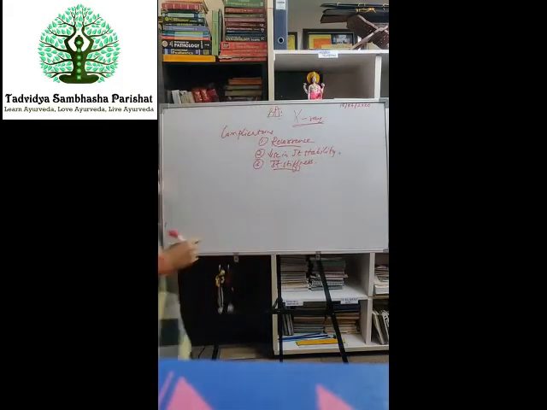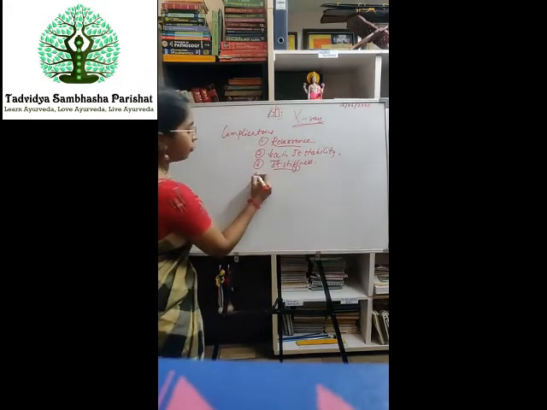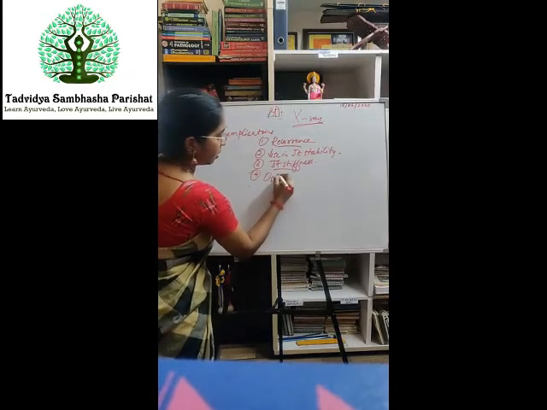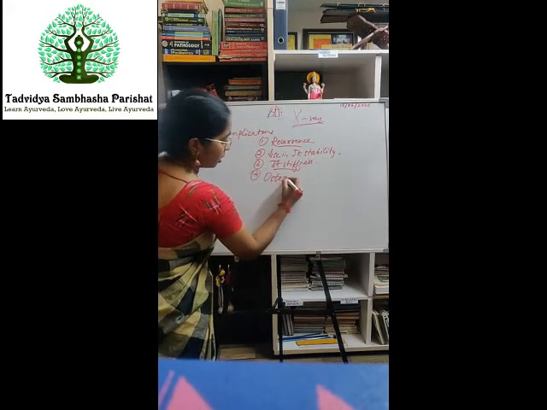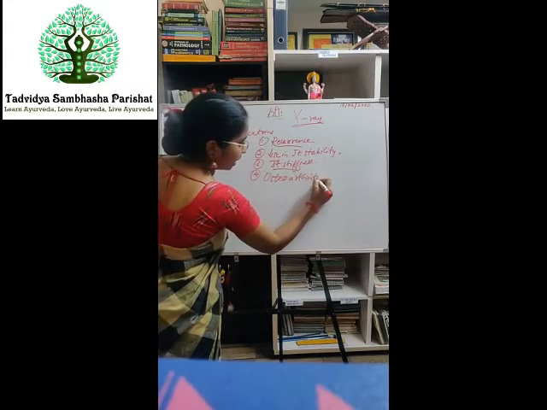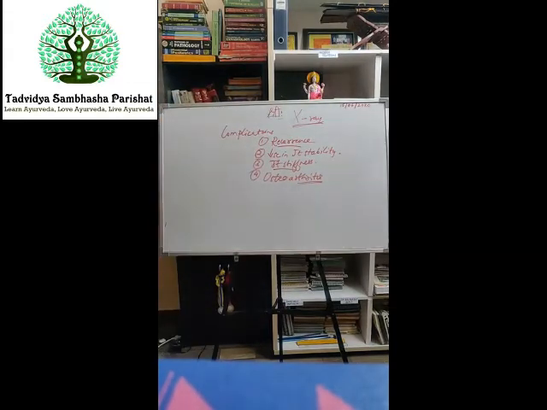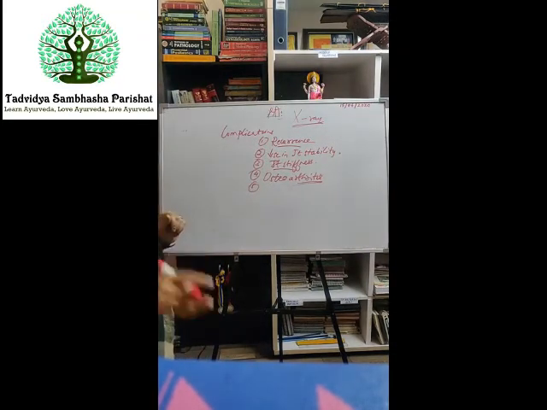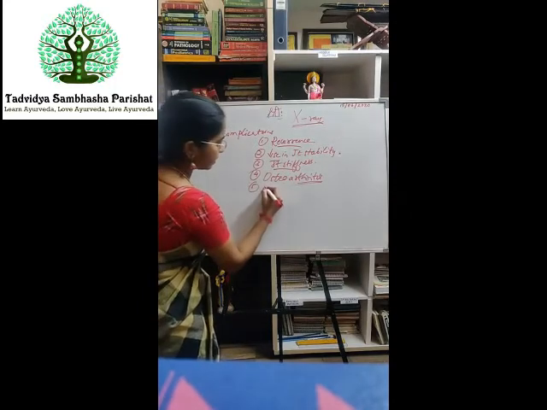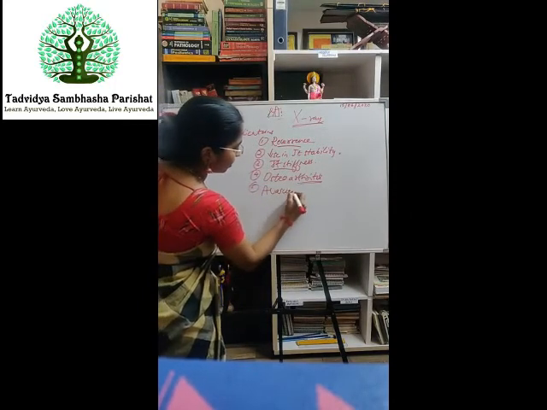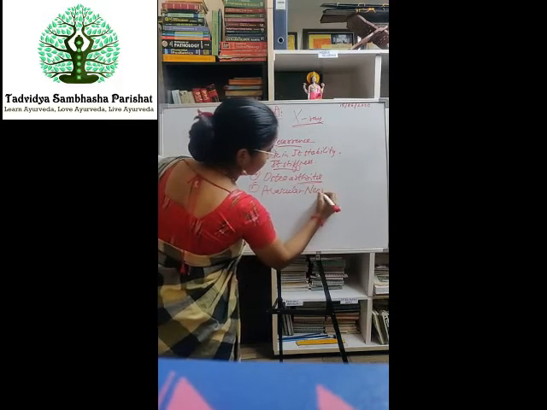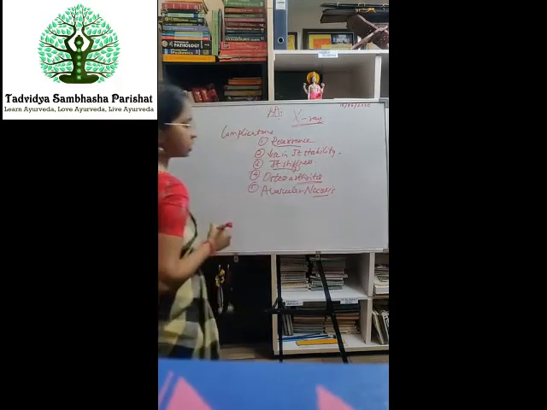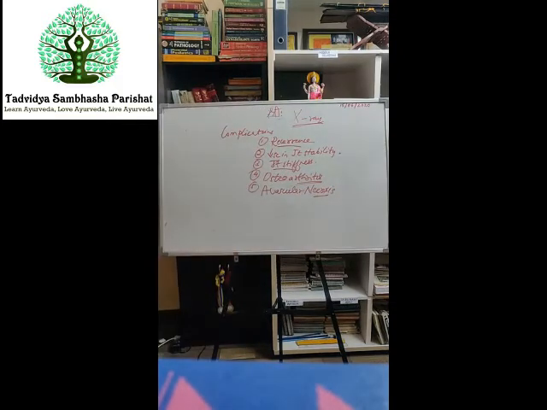Okay, it renders the joint to stiffness. Fourth, the joint is more prone to end up with the pathology of osteoarthritis. And another very important complication, especially in case of dislocation of the neck of femur, is avascular necrosis. So these are the major five complications of any dislocation.